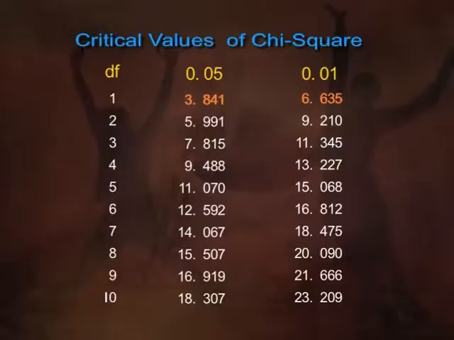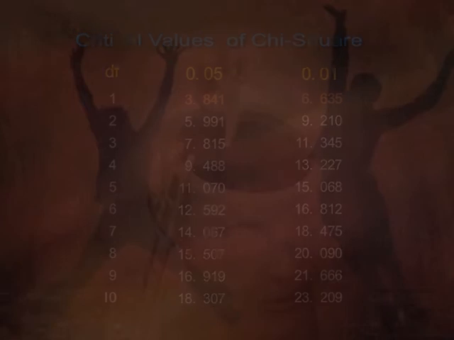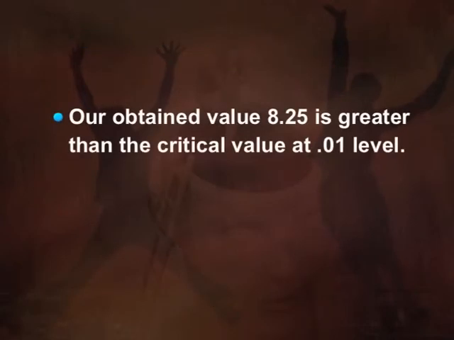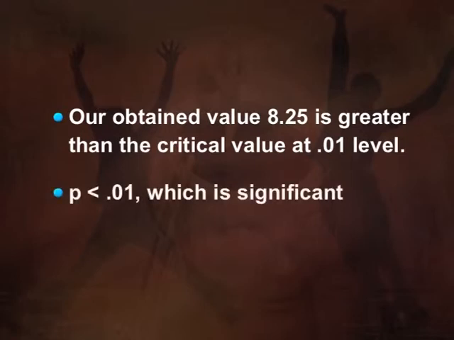Now let us refer back to the critical value table. With df of 1, the table value of chi-square at 0.05 is 3.84 and at 0.01 it is 6.64. Our obtained value 8.25 is greater than the critical value at 0.01 level, that is p less than 0.01, which is significant. So we accept our alternate hypothesis and reject the null hypothesis.